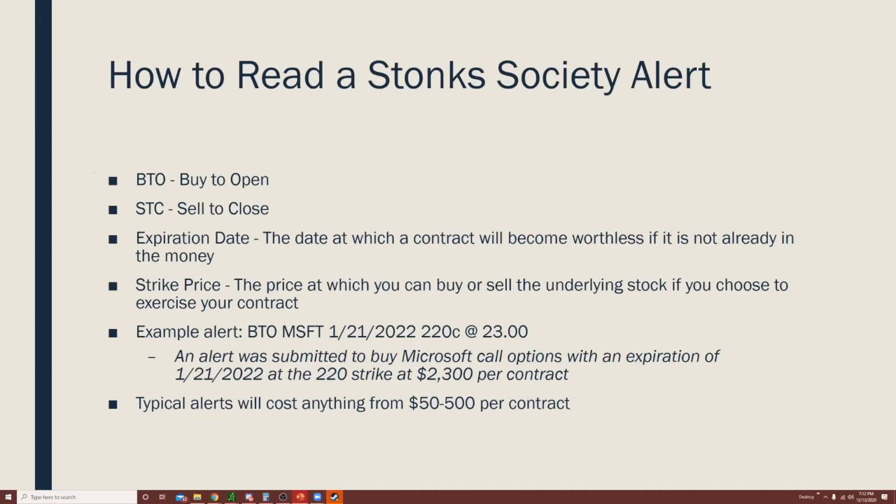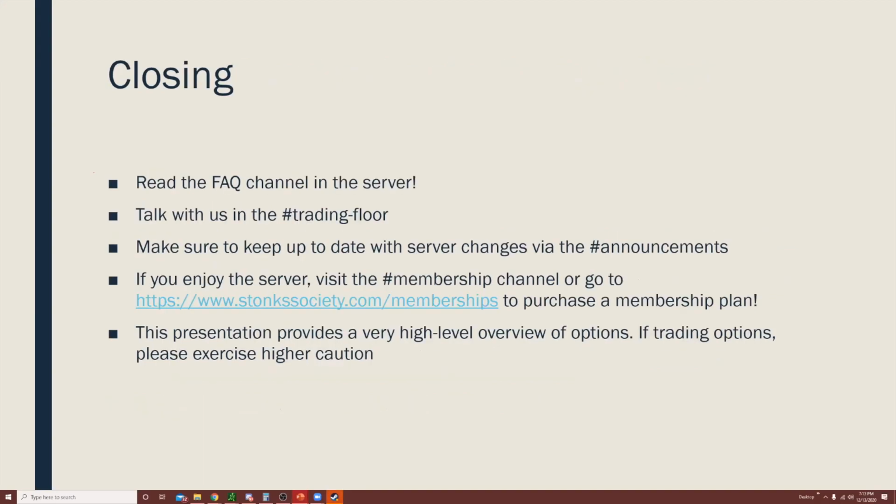I understand that seems pretty expensive per contract. Don't worry, typical alerts will cost anything from 50 to 500 per contract, which is a much lower and manageable amount. Okay, so let's do a bit of a closing and we'll go to our next section.